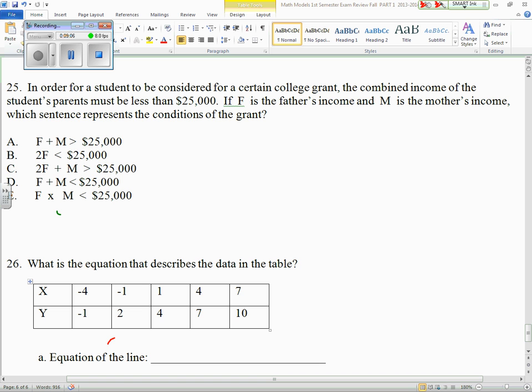E. We got a vote for E. Oh, we have a vote for D. What's wrong with A? Okay, so the father's income plus the mother's income has to be less than 25,000. So we'll go with D.